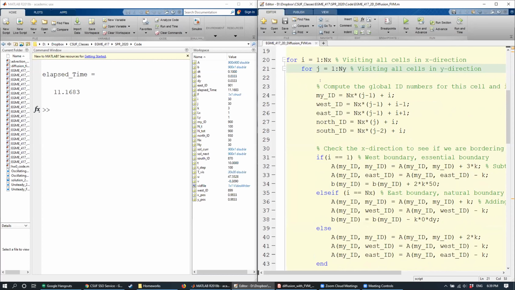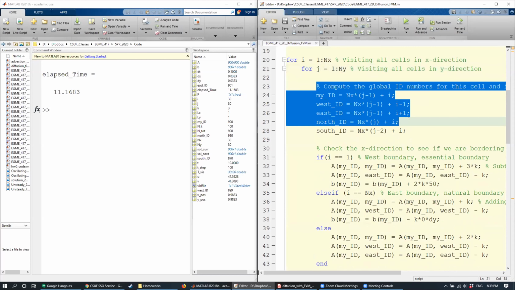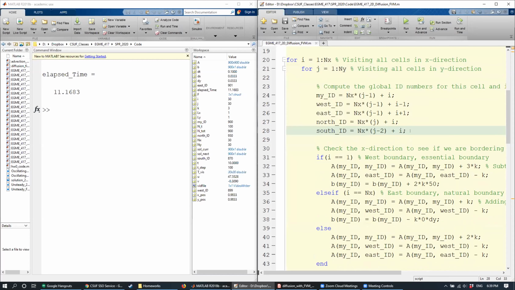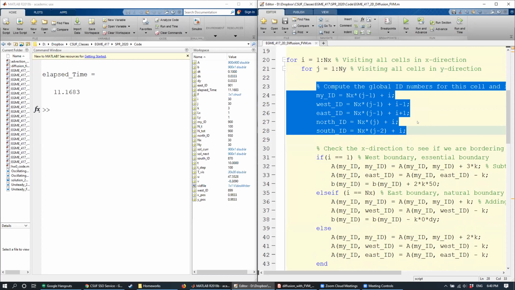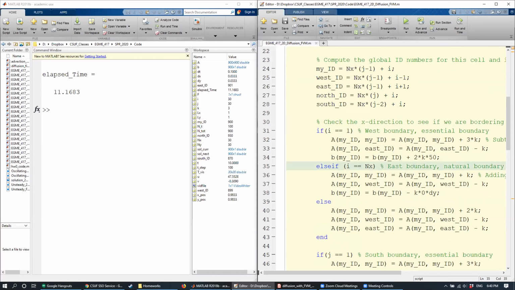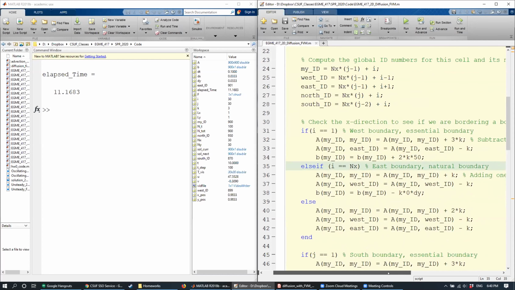Okay, so then the next code block here, we compute our ID numbers. This is standard for all of our 2D problems. For every 2D problem, we have to compute the ID numbers for the cell of interest, that's usually my ID, and then we have our ID numbers for the west, the east, the north, and the south. So this code block is pretty standard. We use this in all our 2D codes to compute the ID numbers. Then we start to move into computing all the other terms.